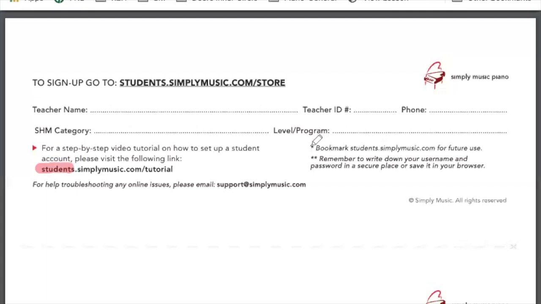Also, I would really emphasize these other 2 asterisks here as well, because these are just common issues that come up. They forget where to go to access their materials. So if they bookmark students.simplymusic.com or add a shortcut to their desktop, that makes it a lot easier. And also remind them to keep track of their username and password. So this is a really handy form, which when you use it, you'll know that they've got all of the information that they could possibly need.